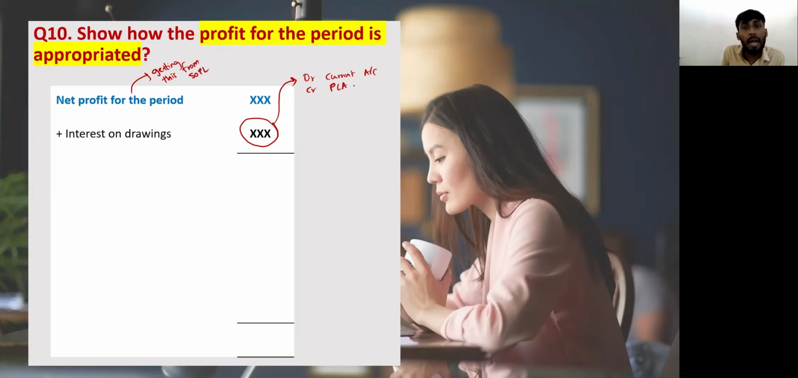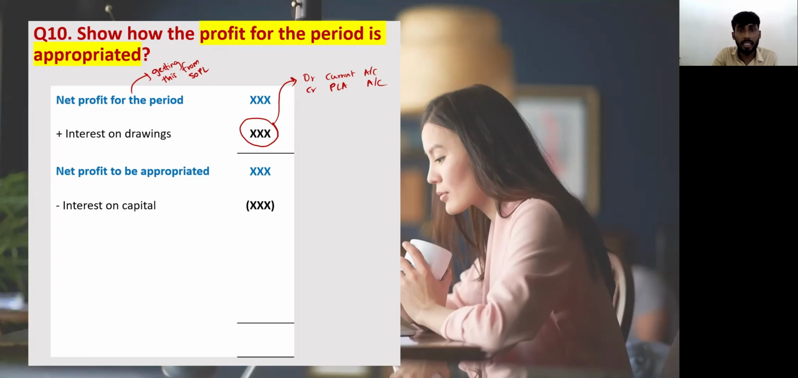Profit or loss appropriation account, PLA. Why? We need to collect it from the partners. Then the net profit to be appropriated. So this net profit will be the appropriable profit, that is, what we are going to give in various ways to our partners.